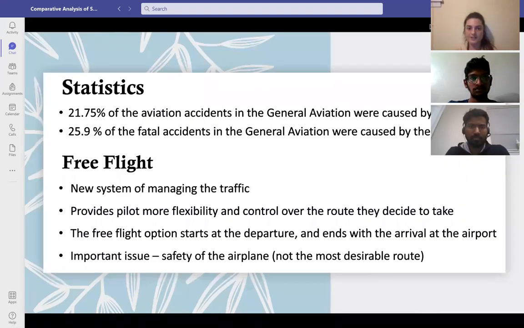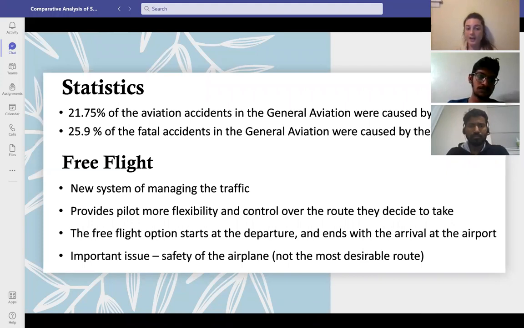Let's see the statistics here. 21.75% of the aviation accidents in general aviation were caused by bad weather, and also 25.9% of the fatal accidents in the same general aviation were caused by thunderstorms.